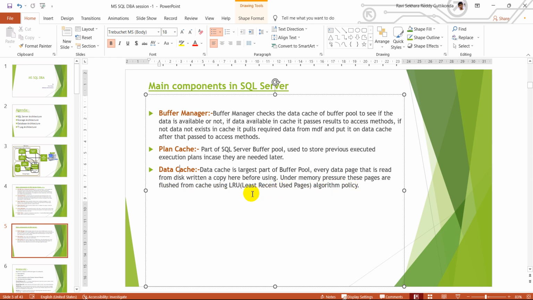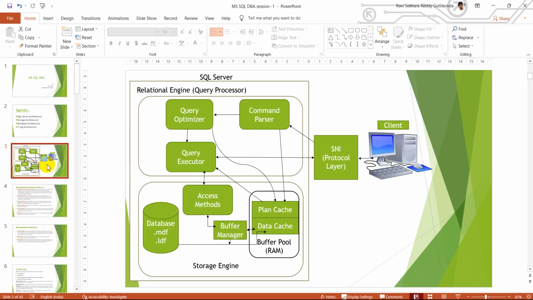Okay, these are all the basic and major components of SQL Server. I hope everyone understands the SQL Server architecture. Now we will discuss what protocols are available in SQL Server.